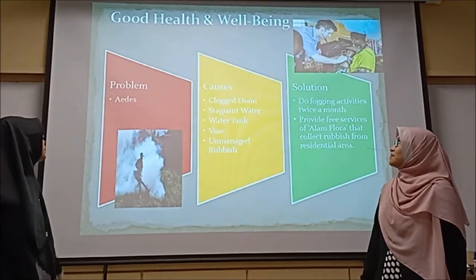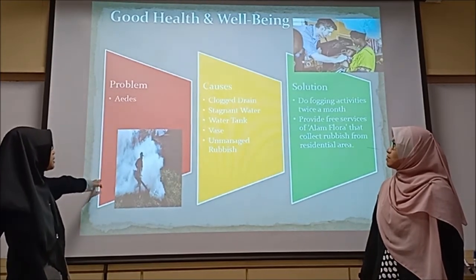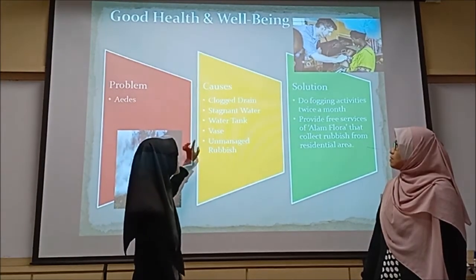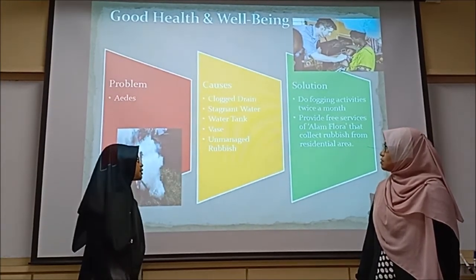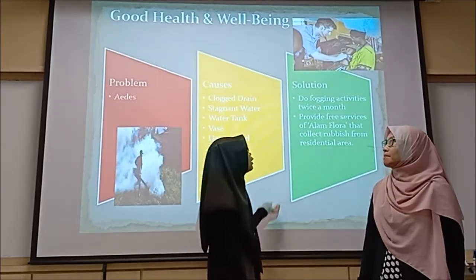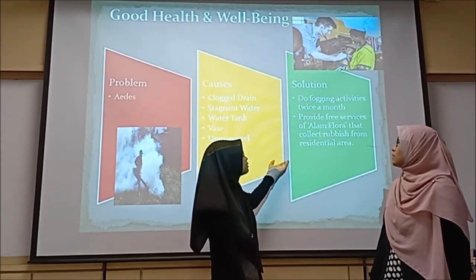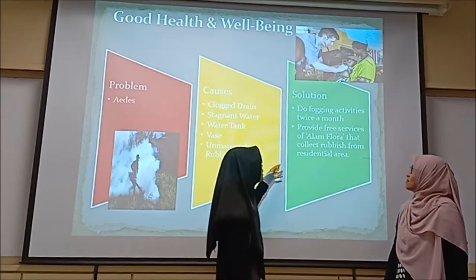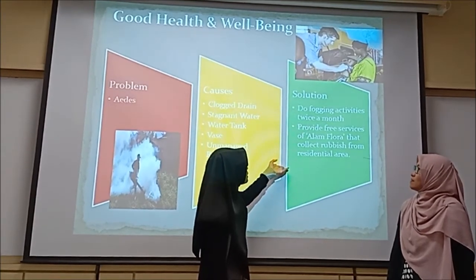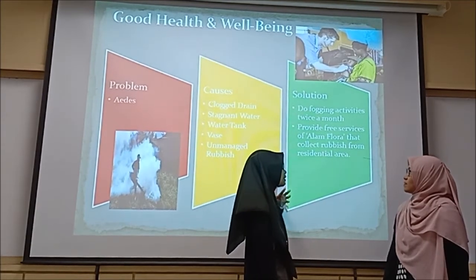For good health and well-being, the problem is dengue. The causes of dengue are clogged drains, stagnant water, water tanks, waste, and unmanaged rubbish. For the solution, we recommend fogging activities twice a month, and providing a free service of rubbish collection from residential areas.